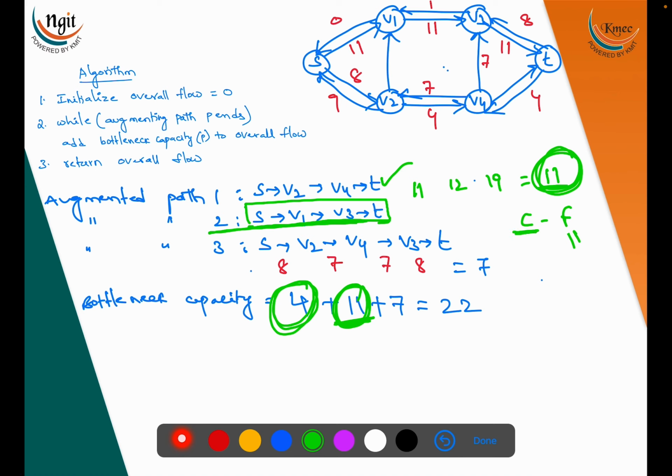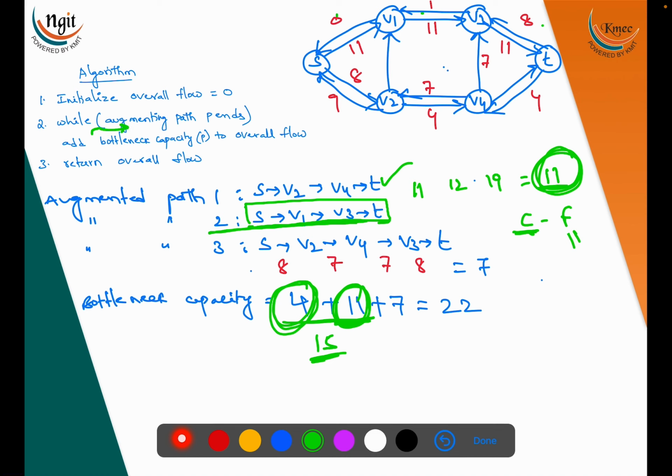So residual capacity is available with the edges. So 11 minus 11, it is 0. 12 minus 11, it is 1. And here it is 19. 19 minus 11, it is 8. So these are your residual capacities. Now again you cannot fix the overall flow. 11 plus 4, it is 15. You cannot say it is the maximum flow. The overall flow is determined when this condition fails.